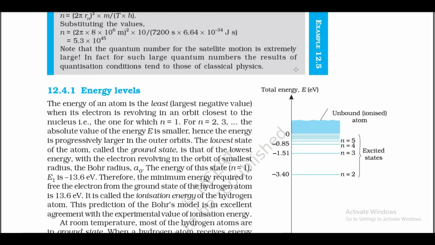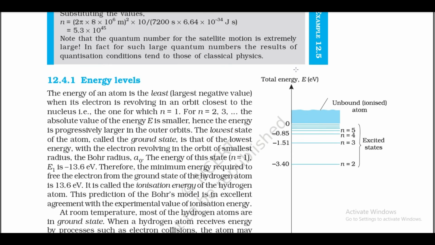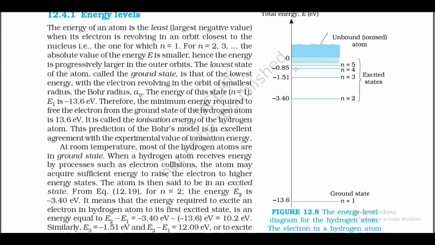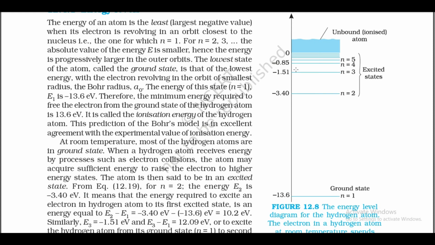The energy of the state n is equal to 1, E1, is minus 13.6 electron volt. Therefore, the minimum energy required to free the electron from the ground state of the hydrogen atom is 13.6 eV. It is called the ionization energy of the hydrogen atom. This prediction of Bohr's model is in excellent agreement with the experimental value of ionization energy. At room temperature, most of the hydrogen atoms are in the ground state.